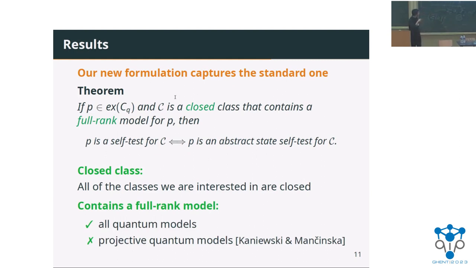And the condition that it contains a full rank model for P is very crucial. It automatically holds for the class of all quantum models, because given a quantum model, you can always restrict the model to its support without changing the correlation. But it does not necessarily hold for the class of projective quantum models. Kaniewski and Mančinska have constructed an example, a correlation based on a tilted state measurement, for which every full rank quantum model is non-projective. This is a very interesting example.